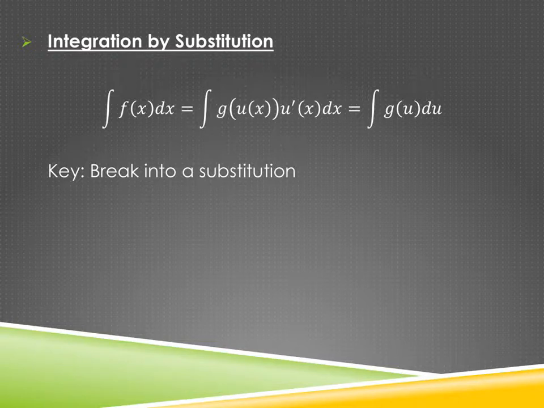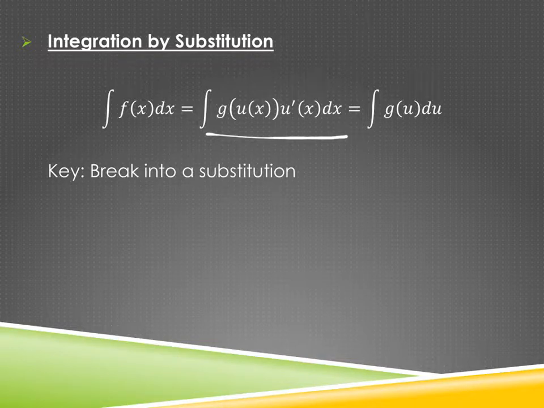Integration by substitution says if you have a function f of x, and you can somehow separate it out so that it looks like, if you'll take a look here, this looks like a product, right? It looks like g of u of x, and then you've got this u prime of x, and you can somehow make it look like a product, or maybe it already looks like a product, that this idea of doing a substitution might be useful.